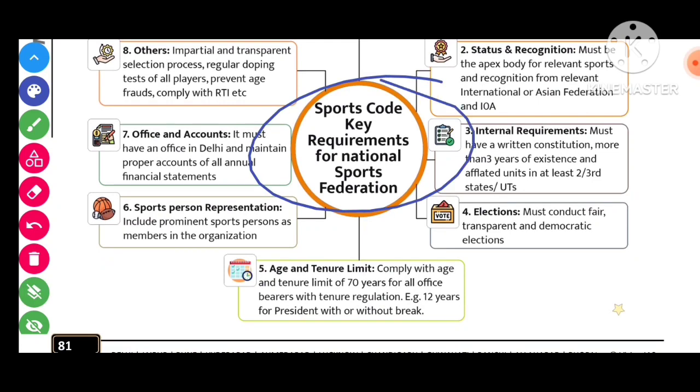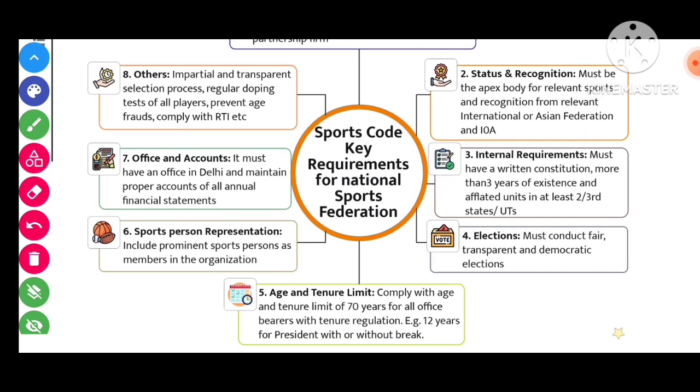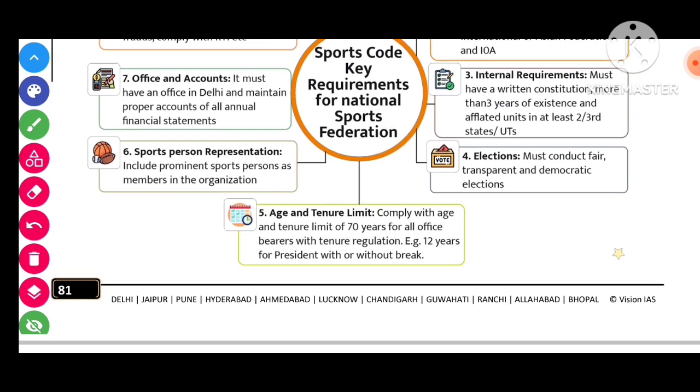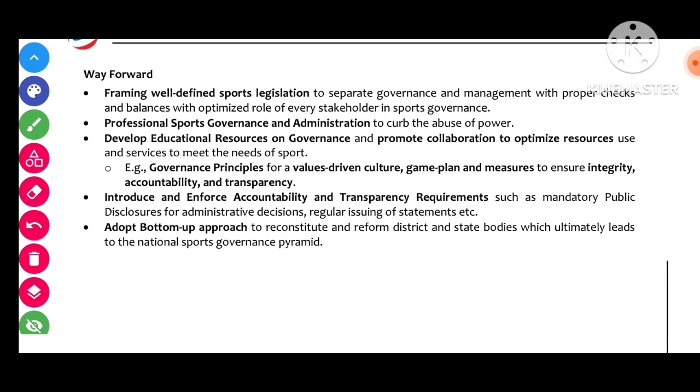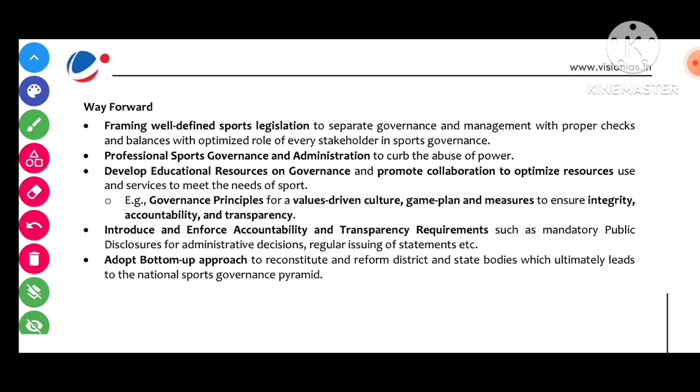So these are some initiatives by the government, and these are the Sports Code key requirements for National Sports Federations, such as office and accounts, sportsperson representation, age and tenure limits. Okay, and legal status and recognition, internal requirements, and elections. So these are the main points. You have to remember this, not everything, but some points you can remember. And what is the way forward?